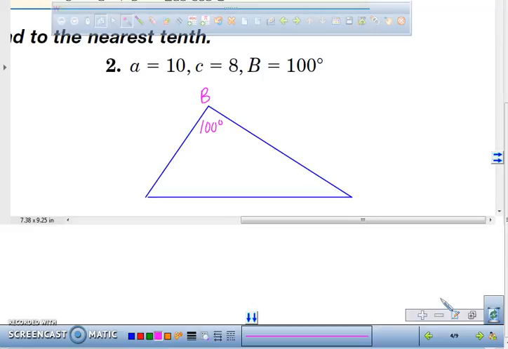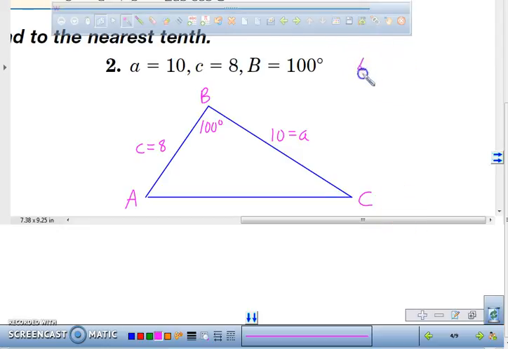Lowercase a and lowercase c are 10 and 8 respectively. So right here, I'm going to put the 10. Right here, I'm going to call this lowercase a. I'm going to put c right here. That's an 8. I'm going to label this capital A and this capital C. When I ask you to solve the triangle, I want all the sides and all the angles.